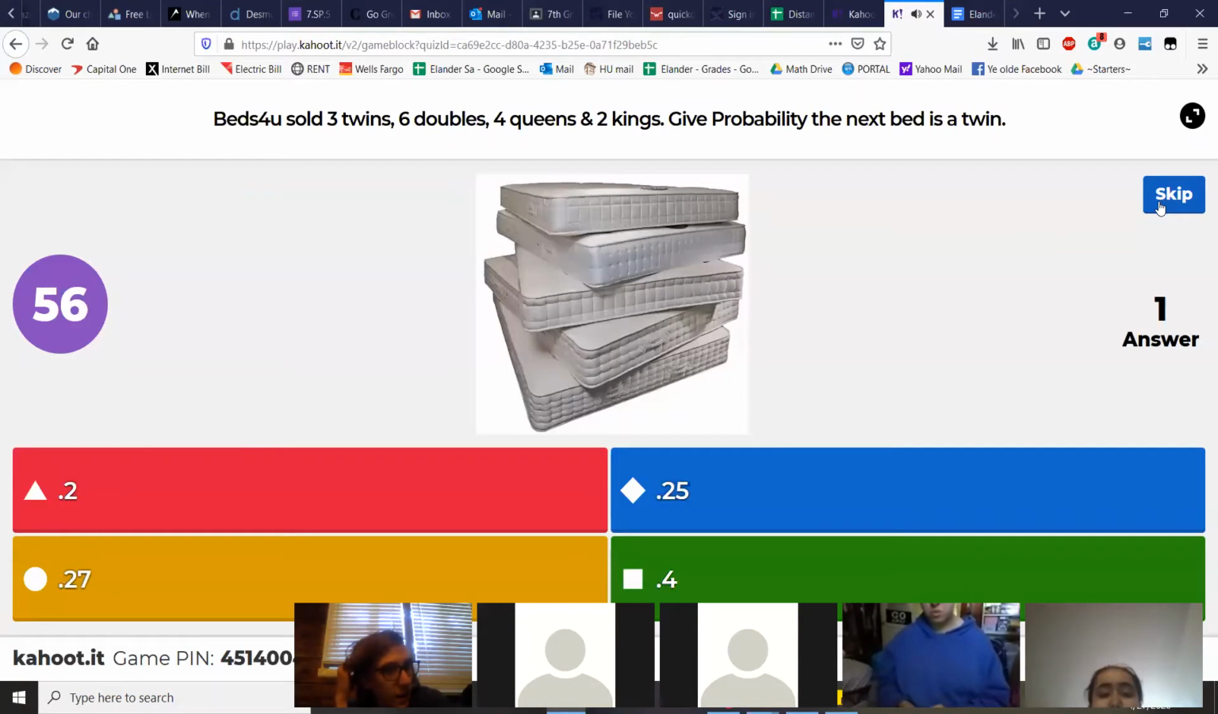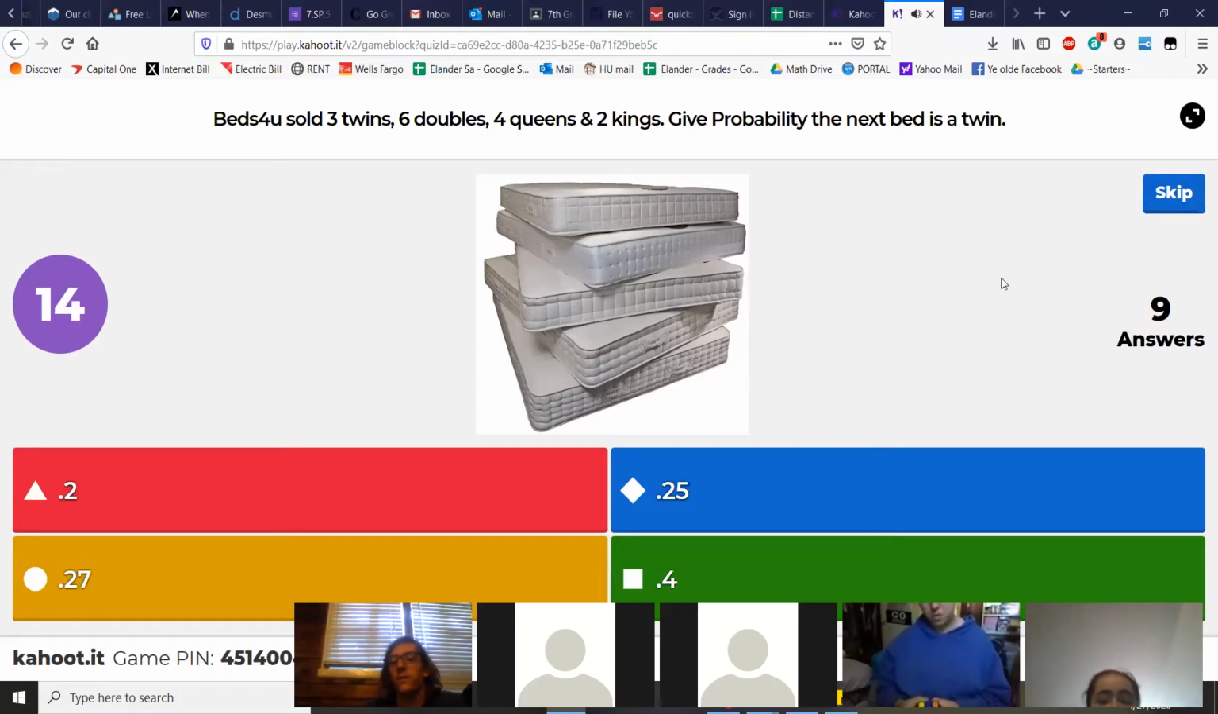All right. A bed store sells mattresses. They sold 3 twins, 6 double mattresses, 4 queens, and 2 kings. Give the probability that the next bed is a twin. So based off of that experimental probability, what's the probability that the next one will be a twin? So you want to take how many twins they've sold out of the total number of mattresses, right? To figure out the probability of getting a twin.